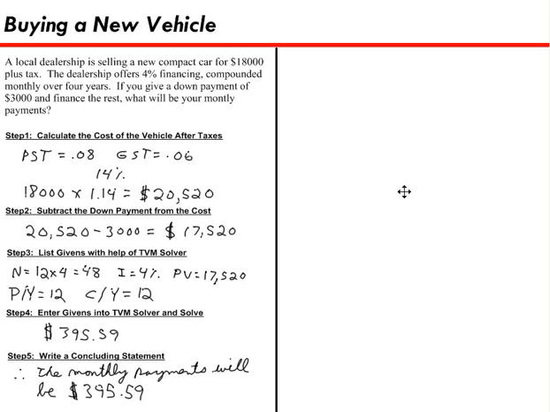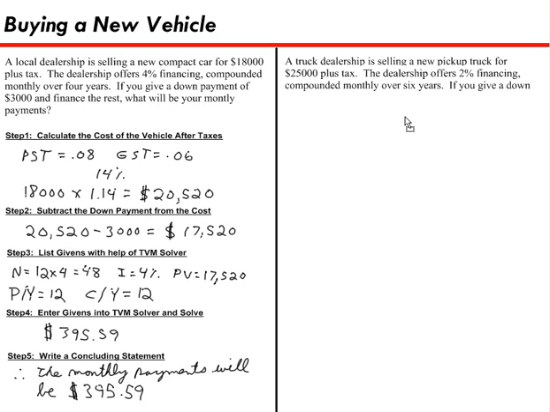All right, it's your turn. So let's see if you can take the steps you just saw there on the left and help somebody out who's looking at buying a truck. A truck dealership is selling a new pickup truck for $25,000 plus tax. The dealership offers 2% financing, compounded monthly over 6 years. If you give a down payment of $2,000 and finance the rest, what will be your monthly payments? Okay, so give that one a shot and I'll post the solution when you're ready.